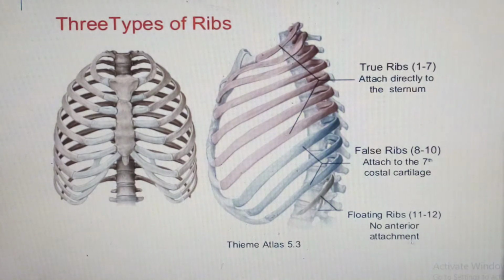Now the inferior aspect, where the last two ribs, that's rib number 11 and rib number 12, are not able to have that kind of contact either directly or indirectly to the sternum, and therefore we call them floating ribs. Or simply we call them vertebral ribs, because they have attachment to only the vertebrae.